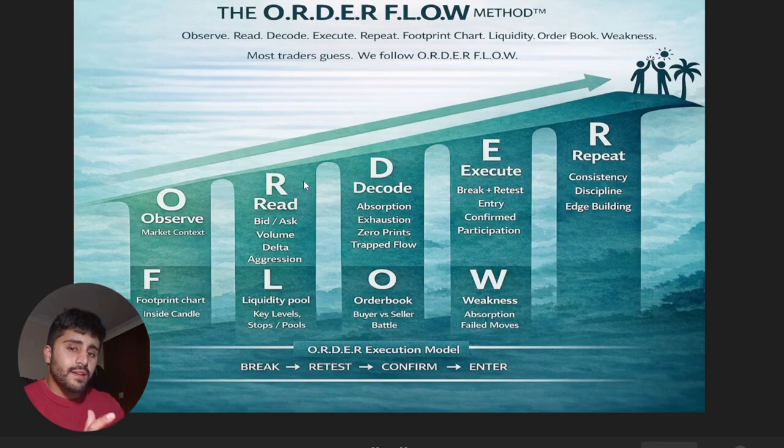weakness. Weakness is how levels form, because if you think about it, when a participant shows weakness, it means they've been overpowered by someone else. We call these passive buyers and passive sellers. I'm going to be going through what that is, but just remember: order, observe, read, decode, execute, and repeat. That's the order flow method.